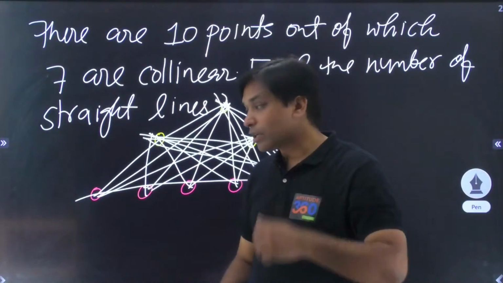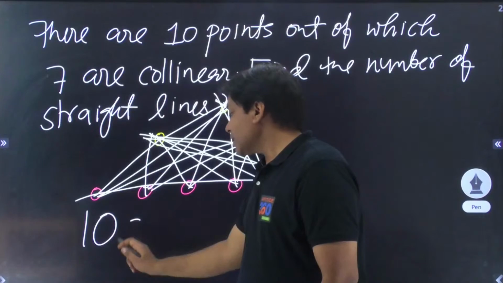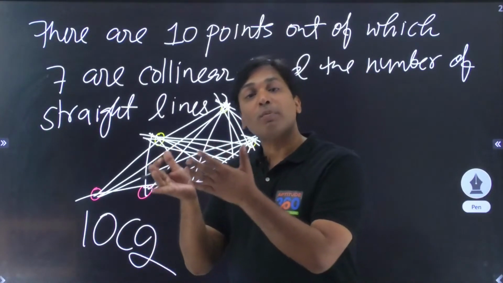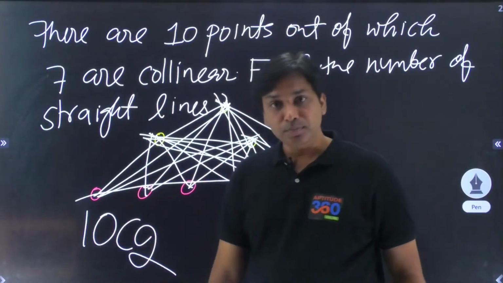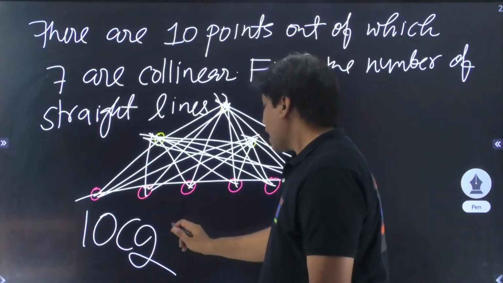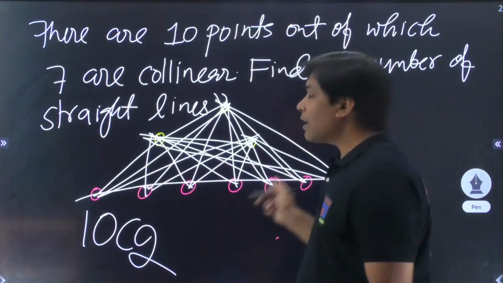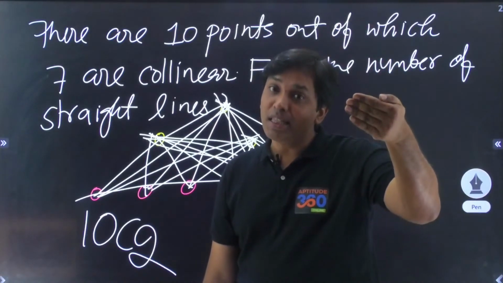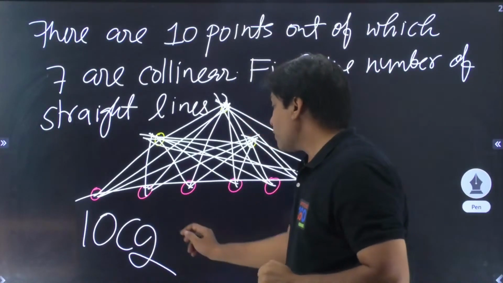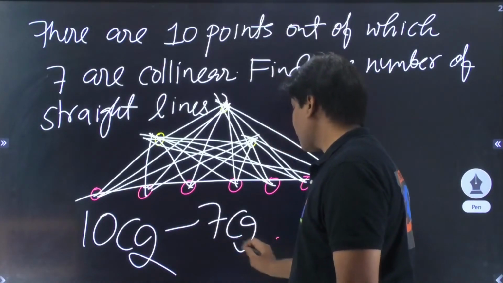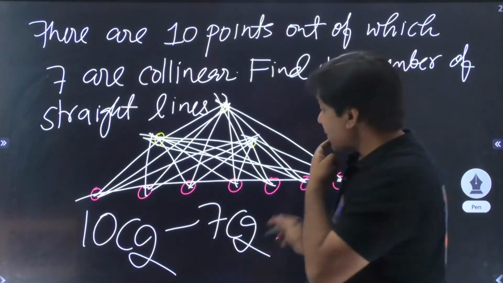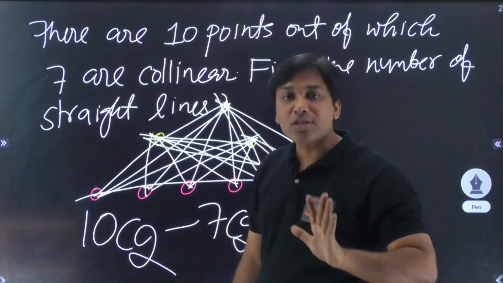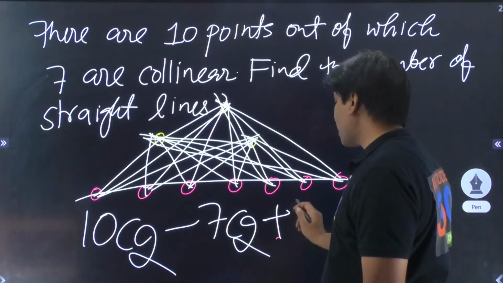What if these 10 points had been non-collinear, then the total number of straight lines would have been 10c2, right? But out of which 7 are falling in one straight line. So in 7 the possibility that should have been there is not there. So I will say minus 7c2. Do you understand this? But from 7c2 I cannot subtract everything, because 7 points will give you at least one straight line. So this is coming out as 1.